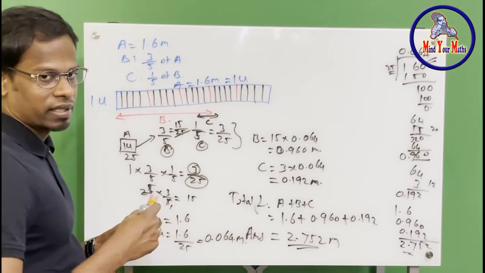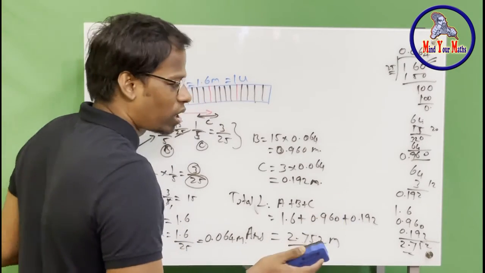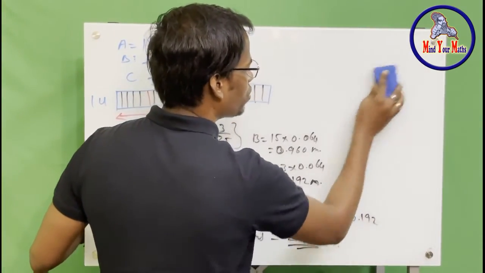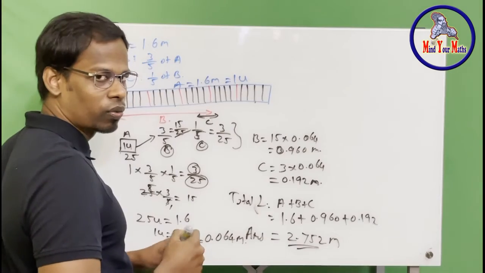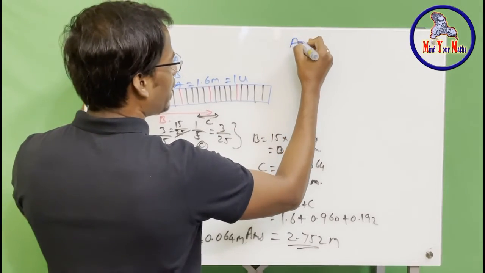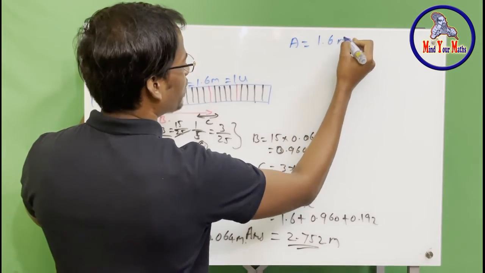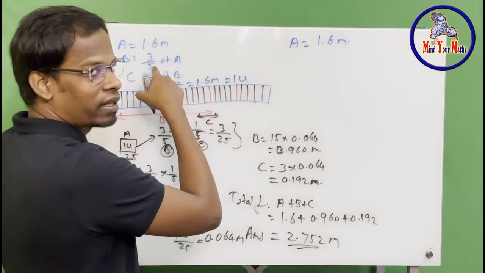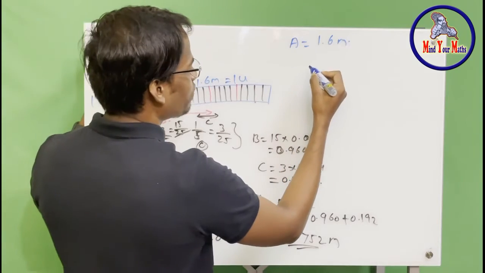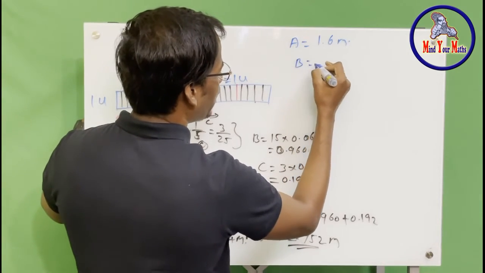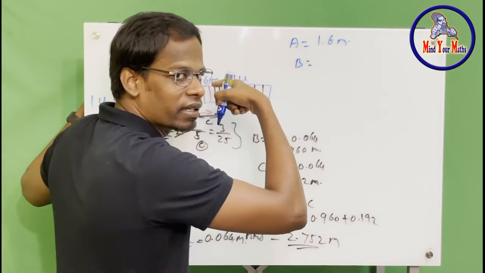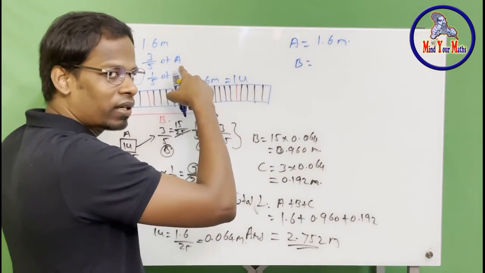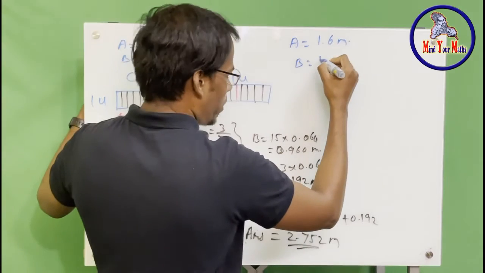So the answer is 2.752 meters, right? But I will teach you another way to solve this problem, and you can choose between these two, whichever is easier for you. See, we know that A is equal to 1.6 meters, and B is 3/5 of A. For any fraction of a number, what do we need to do? We just need to multiply.